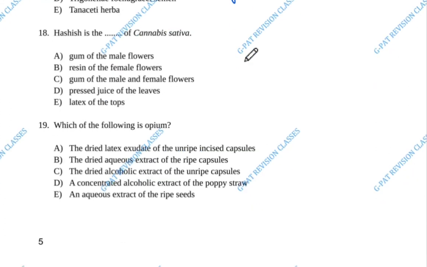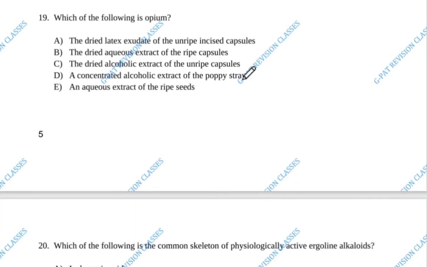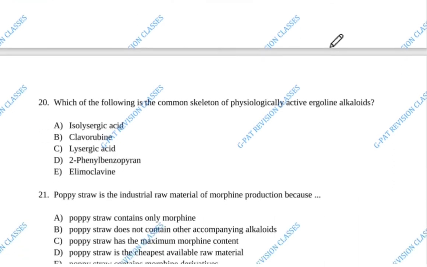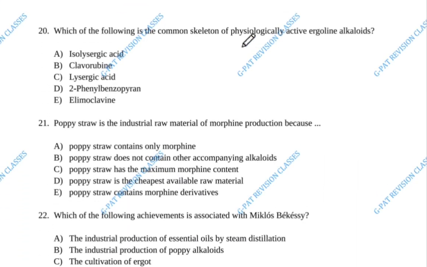Okay. Next is 18 question number. Hashish is the resin of the female flower of Cannabis sativa. The answer is B. Next is 19 question number. Which of the following is opium? The answer is A. The dried latex exuded from the unripe capsule. Next is 20 question number. Which of the following is the common skeleton of physiologically active ergoline alkaloids? The answer is C. Lysergic acid.